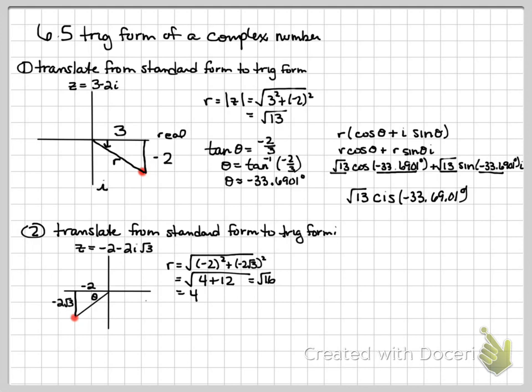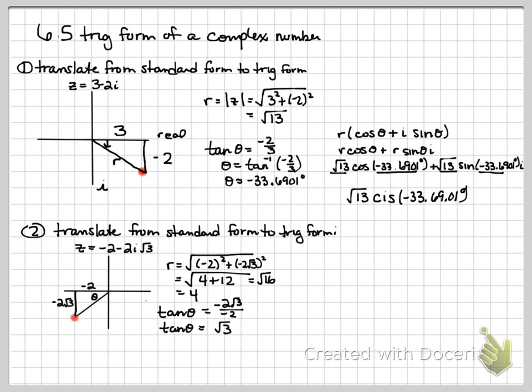Now find your theta. Now I'm going to do this theta with you because it's a little different than the last one. And I know that the tan of theta equals 2 root 3 over negative 2. And if I simplify that, I get tan of theta is equal to the square root of 3.